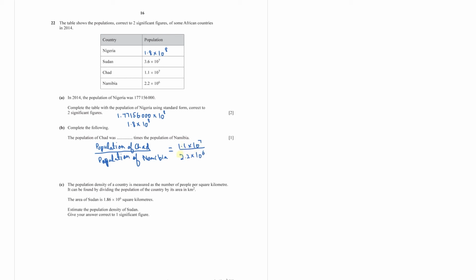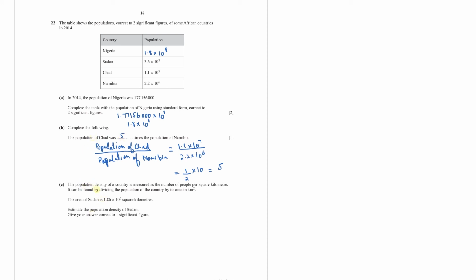So this we can cancel out easily. 1.1 over 2.2 is 1 over 2. If you cannot see this right away, you can remove this decimal. This becomes 11. You can remove this decimal as well. This becomes 22. 11 by 22 would be 1 by 2. And then you bring this up, so you'll get 7 minus 6. So you'll get into 10 to the power 1, which we can write. We don't need to write the number 1 here. And then 10 by 2 would be equal to 5. So the population of Chad was 5 times the population of Namibia.